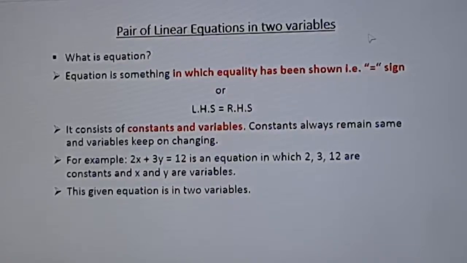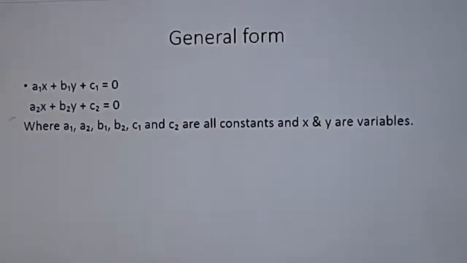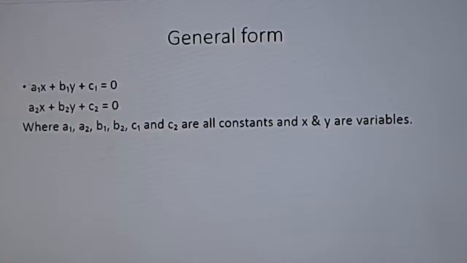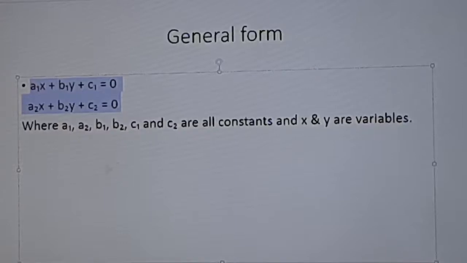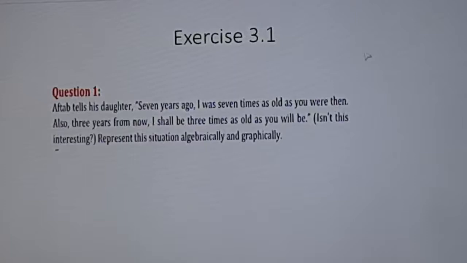We will use this learned concept in solving exercise 3.1. But before that, we will see how to represent a pair of linear equations in general form. In general form, the first equation can be represented as a1x plus b1y plus c1 equals 0, and the second equation as a2x plus b2y plus c2 equals 0. In these two equations, a1, a2, b1, b2, c1 and c2 all are constants. Constant means some numbers like 1, 2, 3, or any real number. And x and y are variables. They can use any variables, a, b, c, up to any alphabet. Now let's move forward and do exercise 3.1.